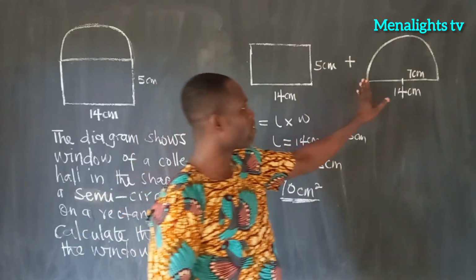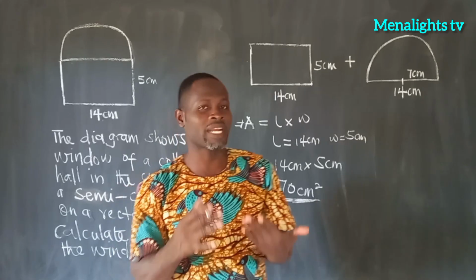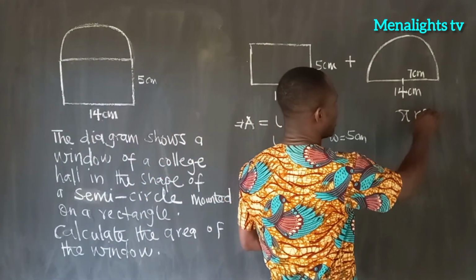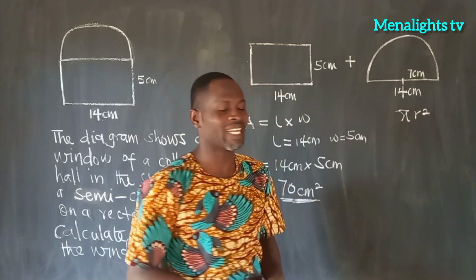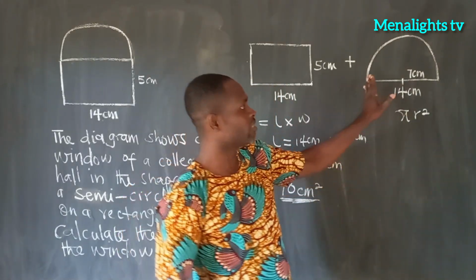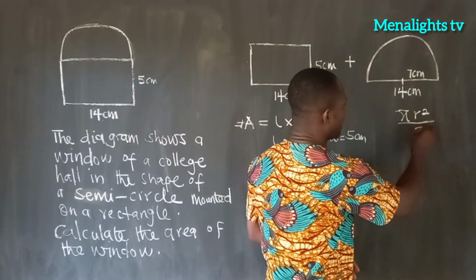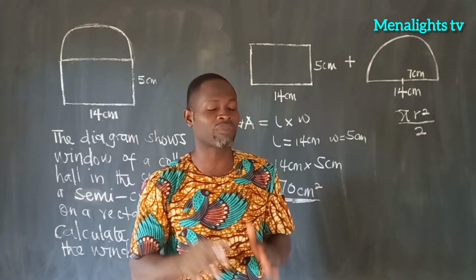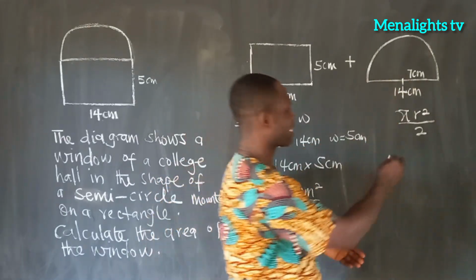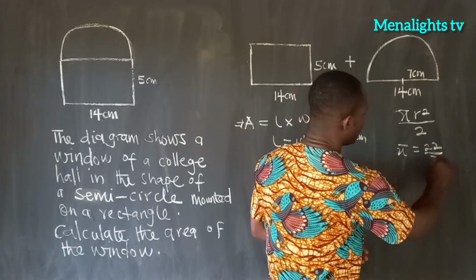Now we have to find the area of the semicircle that we have. For us to find the area of a circle, we use the formula pi r squared. So this pi r squared is the area of the circle. Now it's a semicircle, that means we have to divide the answer by 2. The pi is not given, so we can take pi to be equal to 22 over 7.